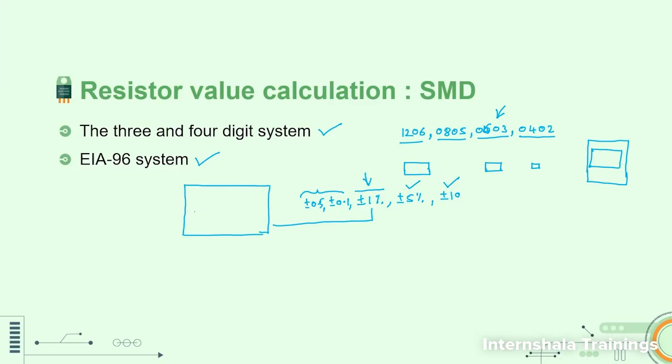So the chart that I am going to show you is actually for resistors with plus minus 1% tolerance. If you have a resistor with plus minus 5% tolerance and some code is written on top of that, then you can't refer to this particular chart to calculate the value of the resistor. This chart is valid only for resistors with plus minus 1% tolerance. So I hope that now you got the difference between the 3 and 4 digit system and the EIA system. Now let me explain these systems with the help of some examples.